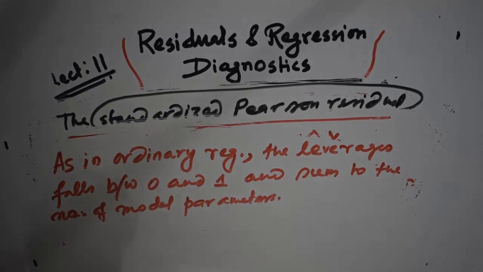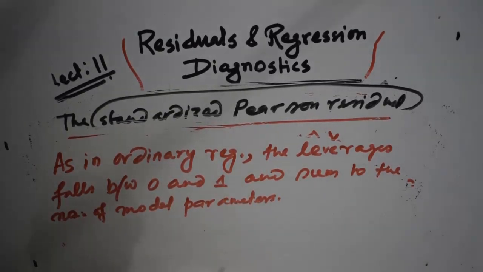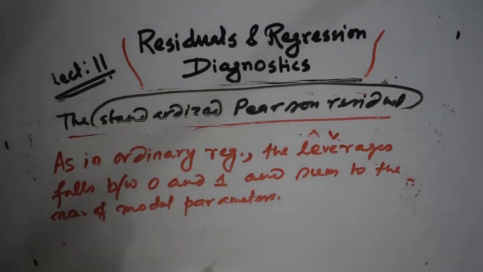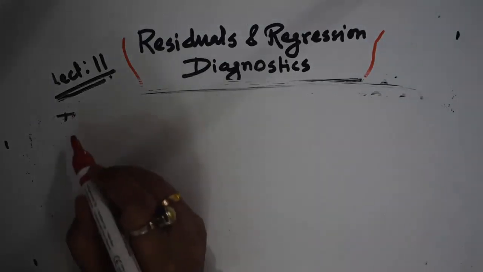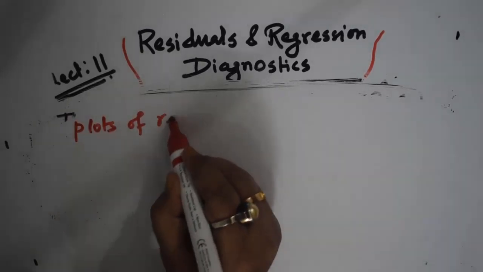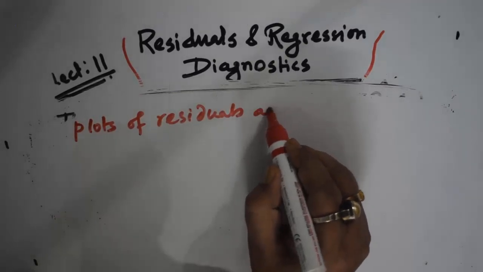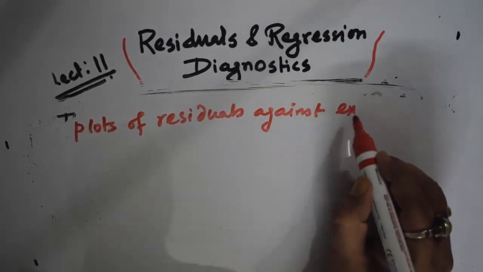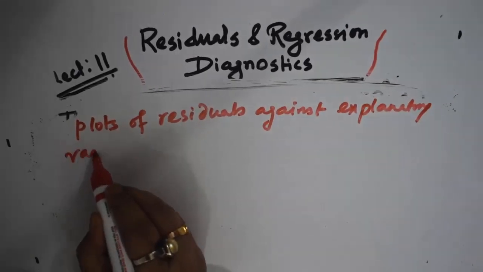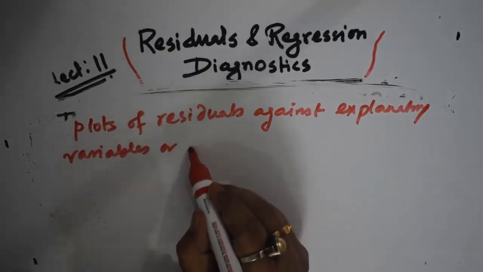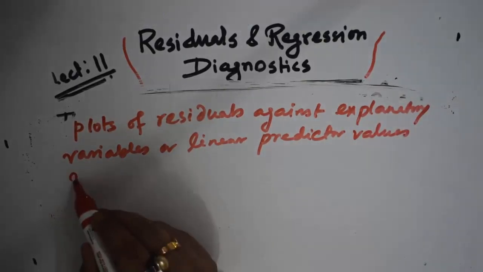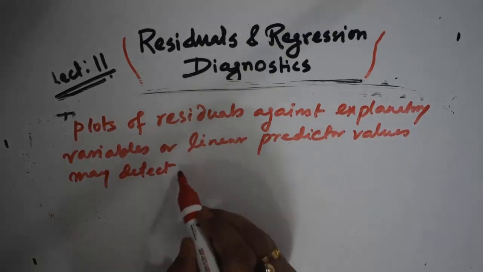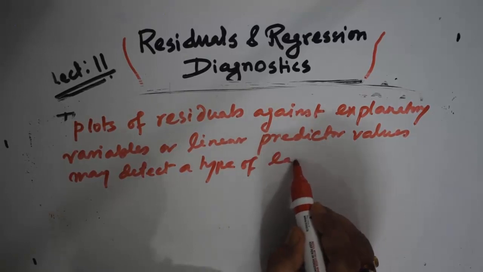Now, plots of residuals against explanatory variables or linear predictor values may detect a type of lack of fit.